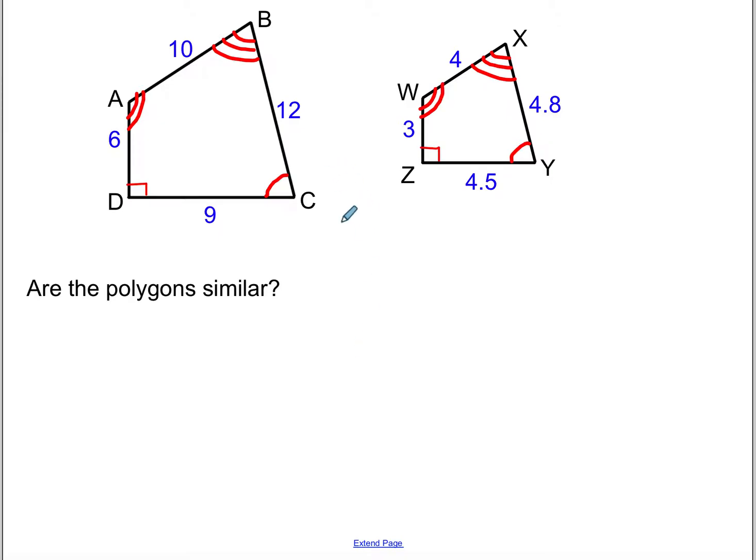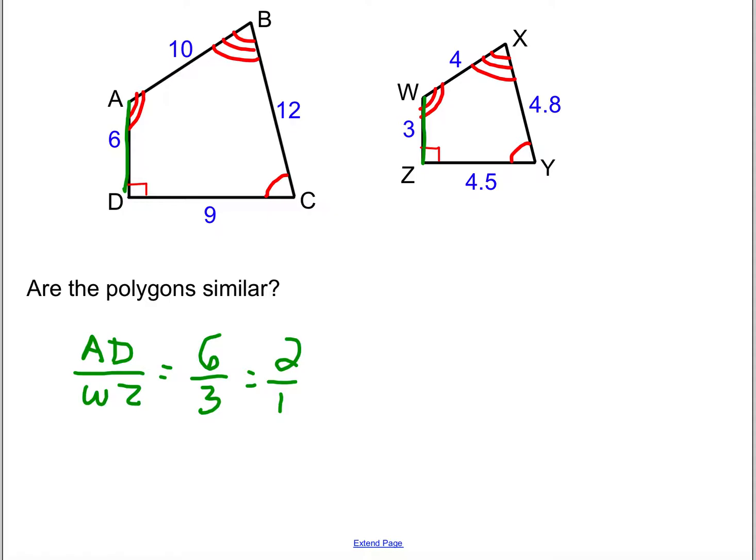So in order for us to be able to say whether or not they are similar, we need to now see if the corresponding sides are proportional. So let's just look at these first two corresponding sides. Let's look at AD and WZ. The ratio between AD and WZ is 6, because that's the length of AD, over 3, because that's the length of WZ. So it's a relationship of 2 to 1. So in order for these two quadrilaterals to be similar, all of this set of corresponding sides have to have a relationship of 2 to 1.